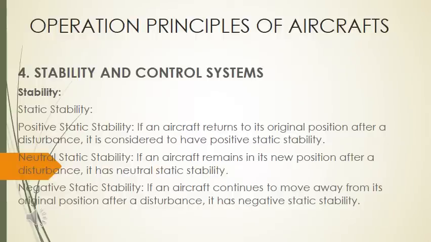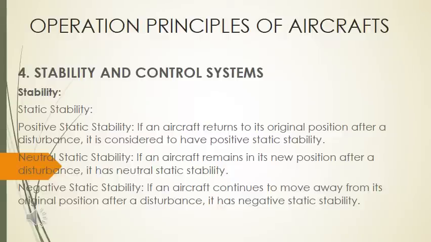Stability. First, we have static stability. Under this, we have positive static stability. That is, if an aircraft returns to its original position after a disturbance, it is considered to have positive static stability. Neutral static stability: if an aircraft remains in its new position after a disturbance, it has neutral static stability.